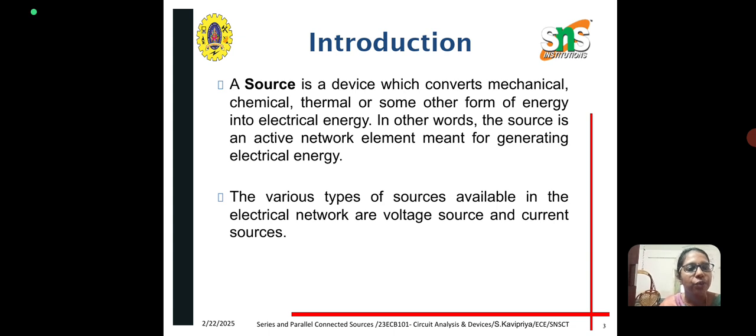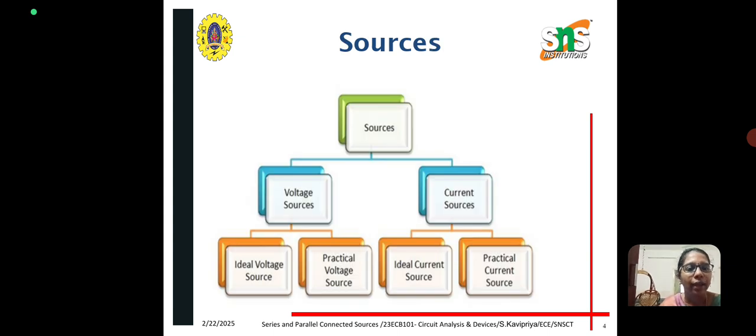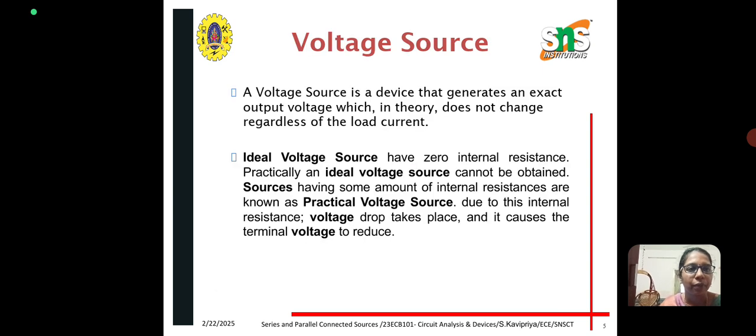The various types of sources available in the electrical network are voltage and current sources. So sources are classified into voltage and current sources. Voltage sources in turn are of two types: ideal voltage source and practical voltage source. Similarly, current sources are of two types: ideal current source and practical current source. First, we can see what is this voltage source.